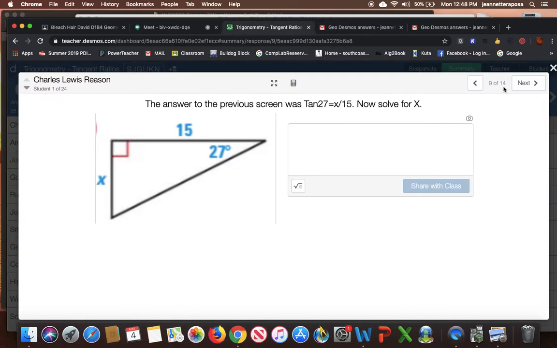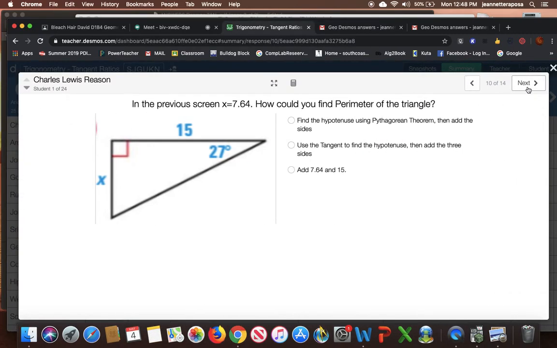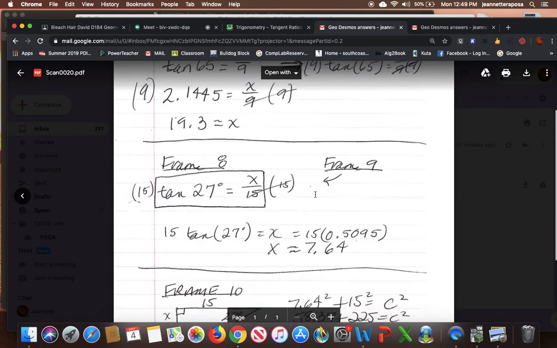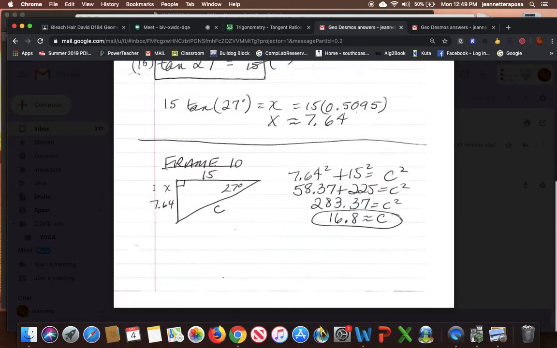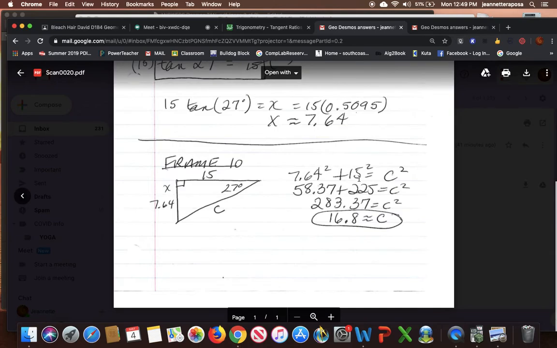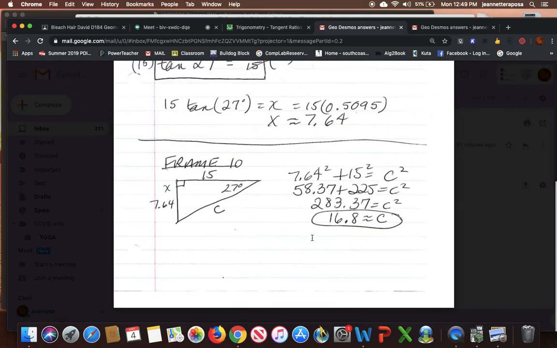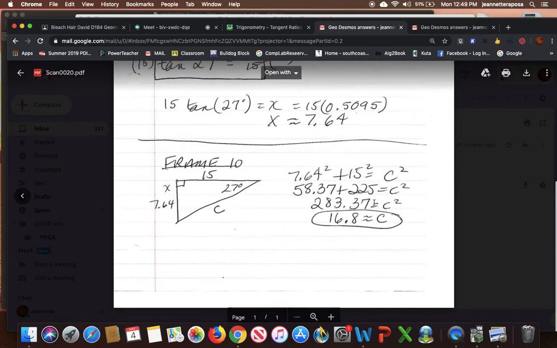Okay, let's go on to the next part. How do you find the perimeter of the triangle? Well, remember, in the last frame we found out that x was 7.64. So we just do a squared plus b squared equals c squared. 7.64 squared plus 15 squared will give us the hypotenuse length squared. And when you do that all out, you should get about 16.8.